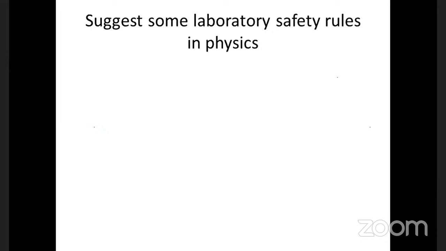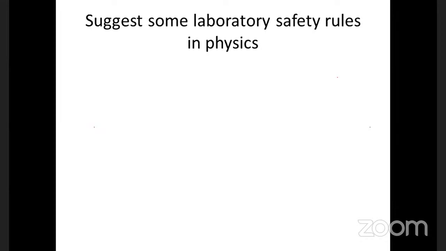I want us to suggest some laboratory safety rules in physics. Things that you're supposed to do that will stop you from getting injured, that will stop you from losing anything in the lab, that will stop you from endangering the persons around you, that will stop you from destroying the environment, where all of you are going to be fine. What are the things that we're supposed to do?